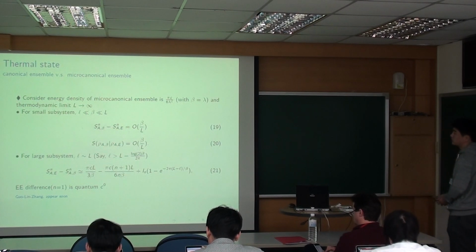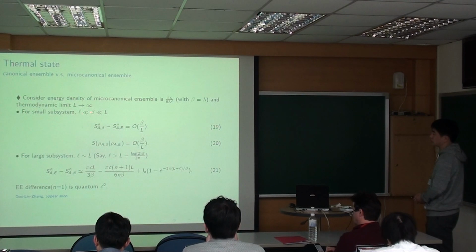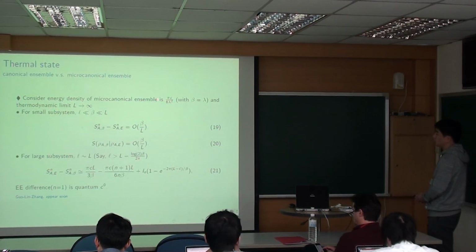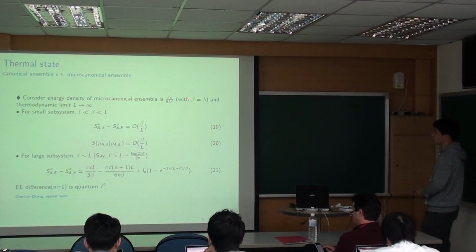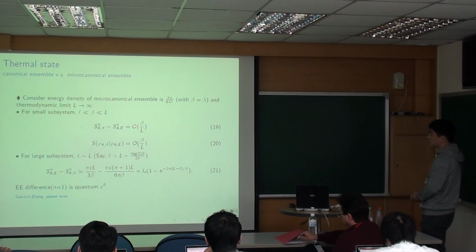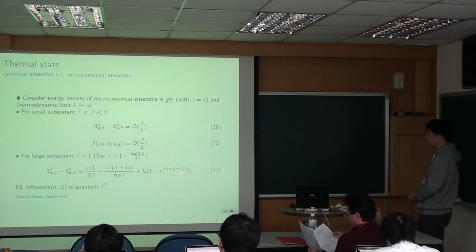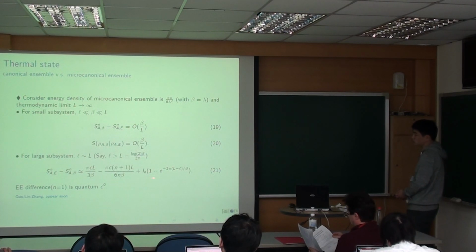Another example is the thermal state. We can compare the canonical and the microcanonical thermal state, and we consider the energy density to be a constant related to beta. For a small subsystem, their difference is just suppressed by the parameter. And for a large system, we also get that their difference is at most of order c, because for the entanglement entropy, this is just the mutual information, so it is order zero.